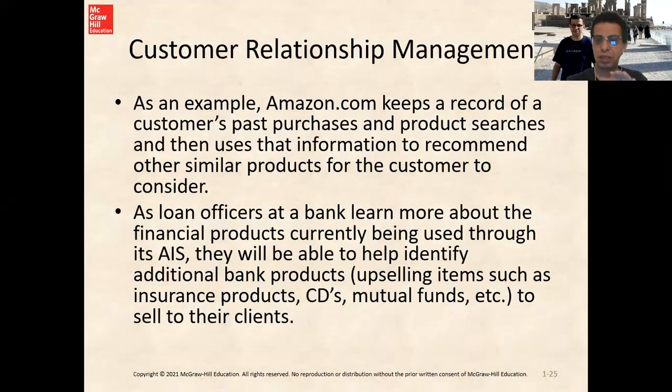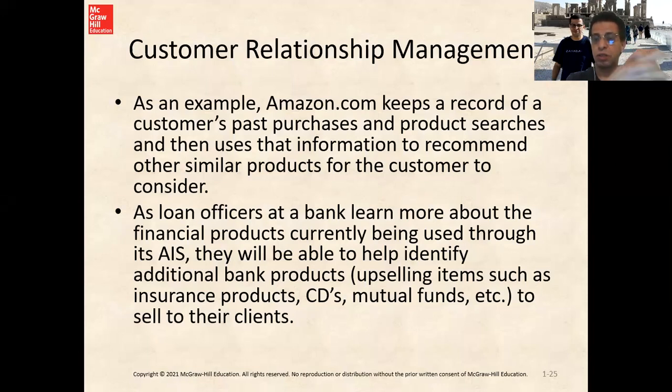Now, as an example, Amazon.com keeps a record of a customer's past purchases and product searches, and then uses the information to recommend other similar products for the customer to consider.